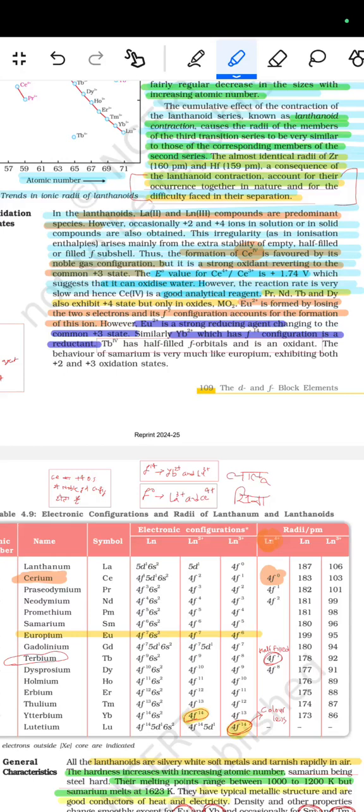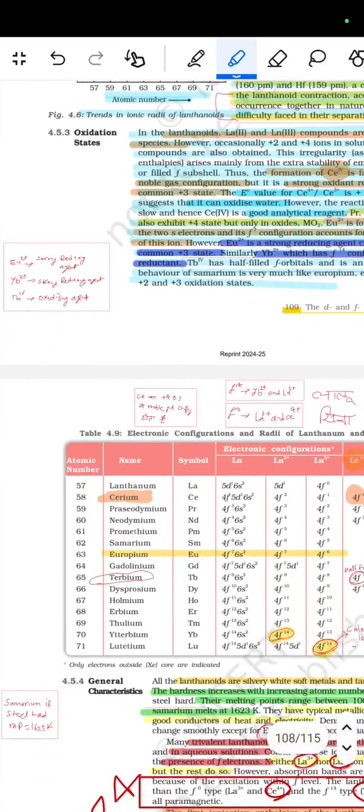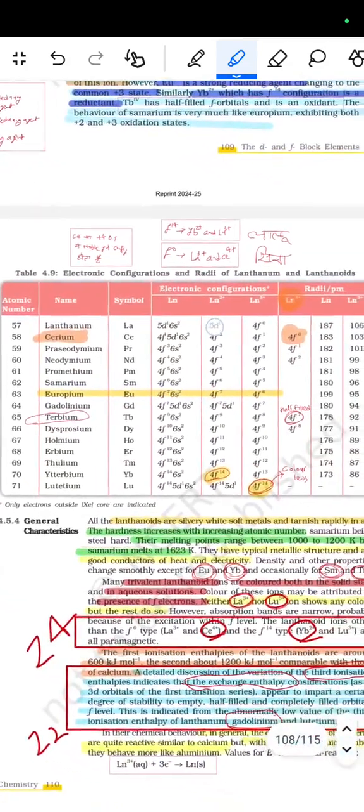Pr, Nd, Tb and Dy also show the +4 state but only in the oxide. Eu2+ is formed by losing the 2 s electrons and its f7 configuration accounts for the formation of this ion. However, Eu2+ is a strong reducing agent, changing to the common +3 state. Similarly, Yb2+, which has the f14 configuration, is a reductant. Tb4+ has the half-filled f orbitals and is an oxidant. The behaviour of samarium is very much like europium, exhibiting both +2 and +3 oxidation states. Eu2+ is a strong reducing agent, Yb2+ is a strong reducing agent, and Tb4+ is a strong oxidizing agent.